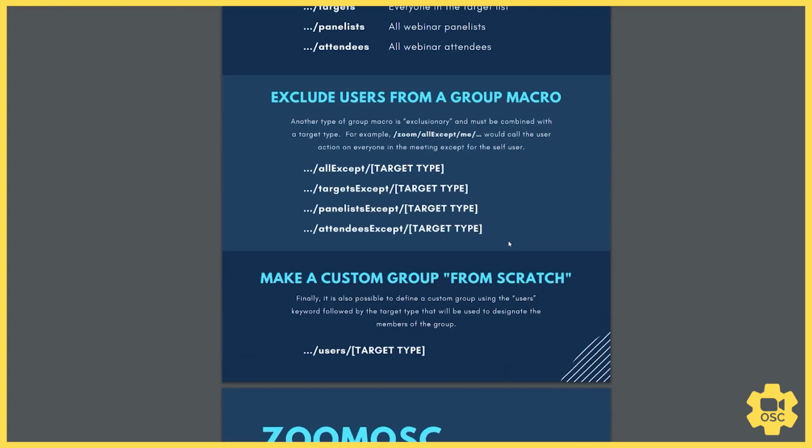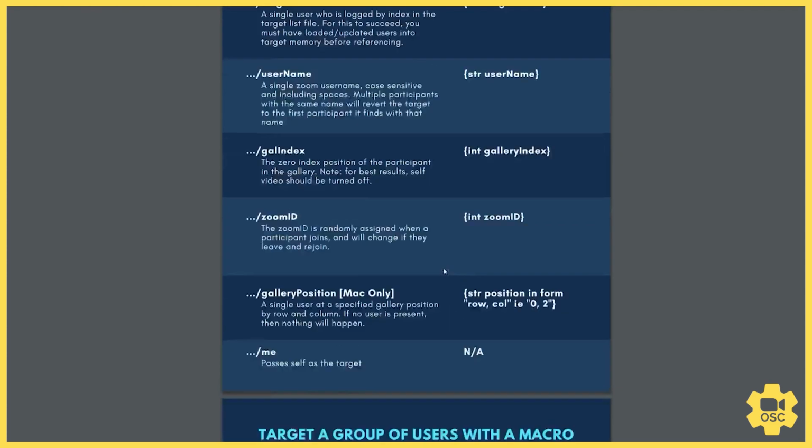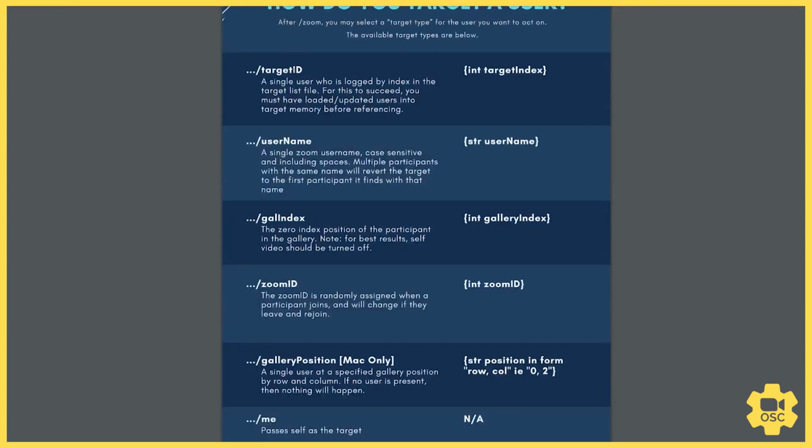You put them together, and it allows you to make a custom group. So, for example, if I wanted to chat everybody except for a particular person, I would use all except. And when you use all except, you have to specify how you want to identify the person that you want to be in the exemption. So if you type /Zoom/all except, now you have to go back to the top of the document and you have to pick one of these again to identify that person.